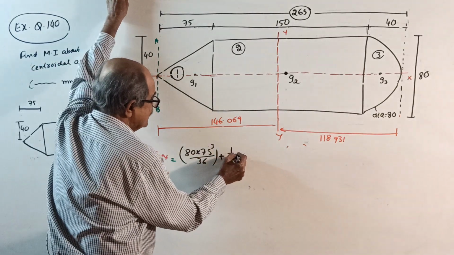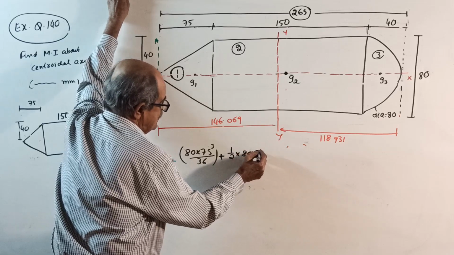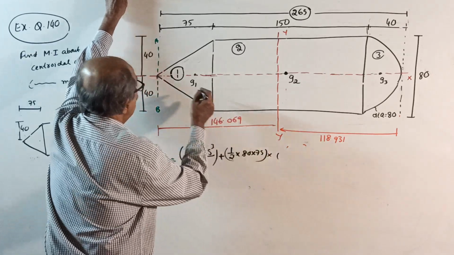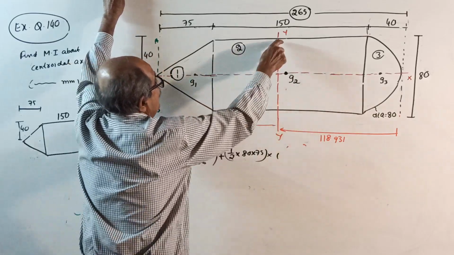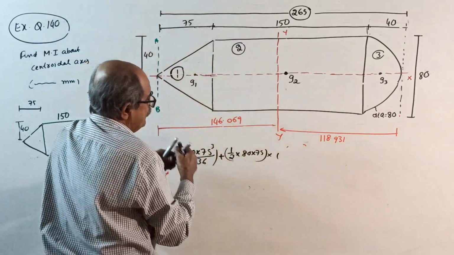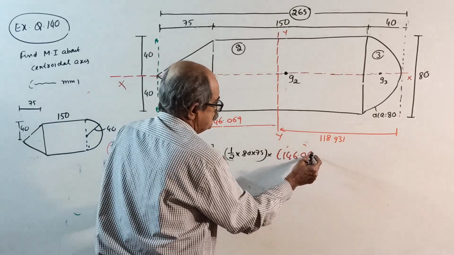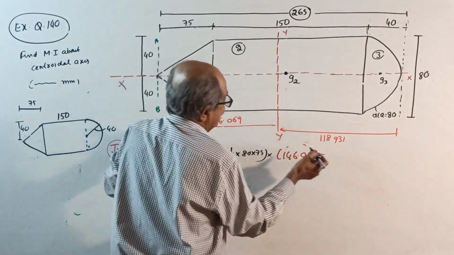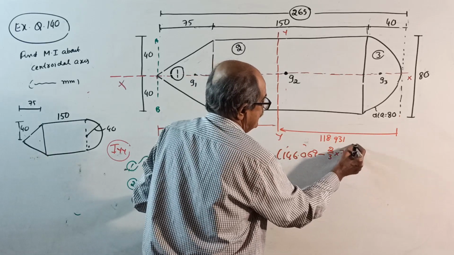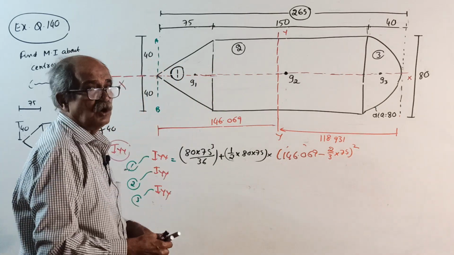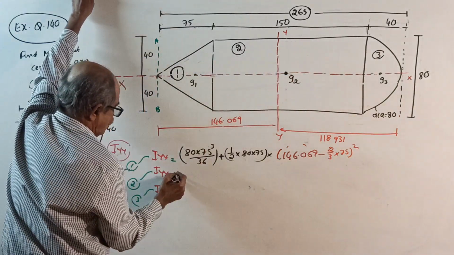Plus, exercise question, half into 80 into 75 is the area into, see, when you do about xx, all are 0 square, but yy is not 0 square. Centroid is here, yy here. 146.6069. These questions are given for you so that you learn more and more and get confidence. The purpose is not to upload more and more classes. You gain your knowledge, get a solid grip. That's why they are given.